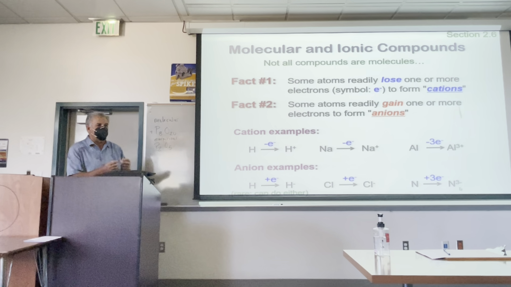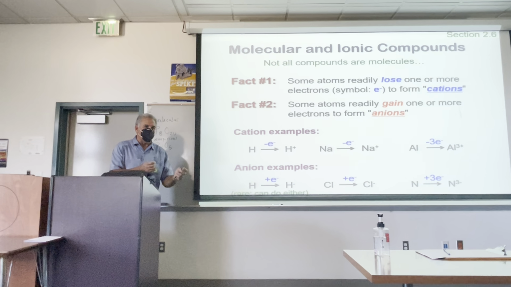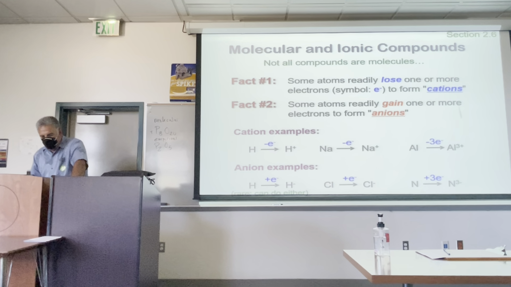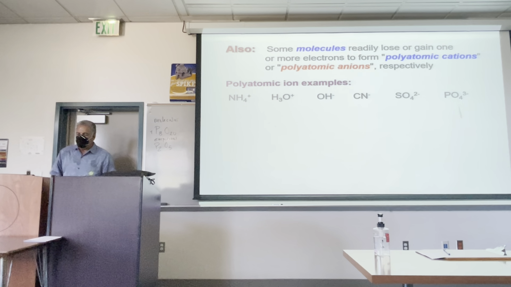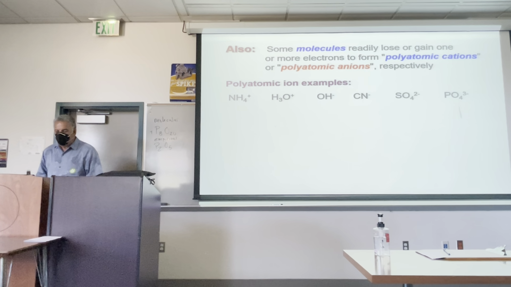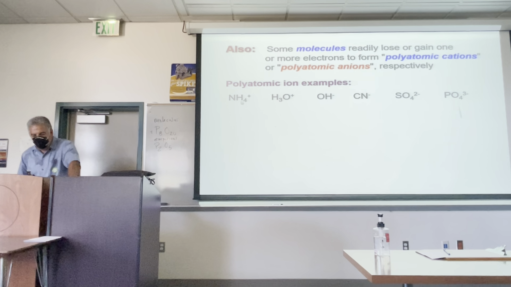When it comes at the end, we change the ending of the element from its regular name, like hydrogen to hydride, nitrogen to nitride, bromine to bromide. Some molecules readily lose or gain one or more electrons to form polyatomic cations or polyatomic anions respectively. So polyatomic ion examples are ammonium, H3O+, hydroxide, cyanide, sulfate, phosphate.